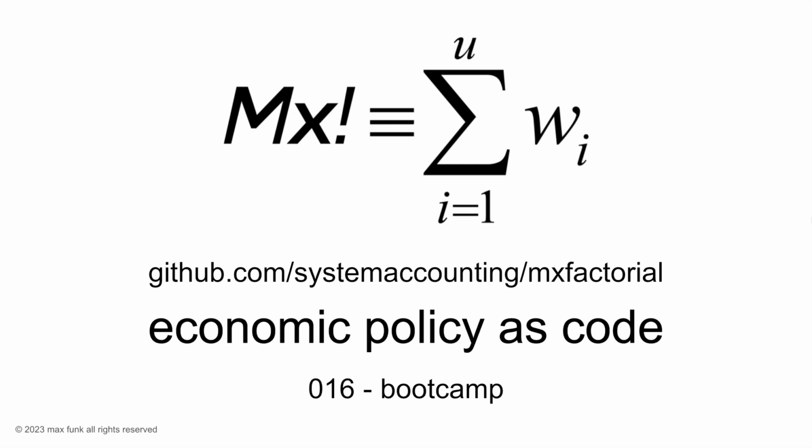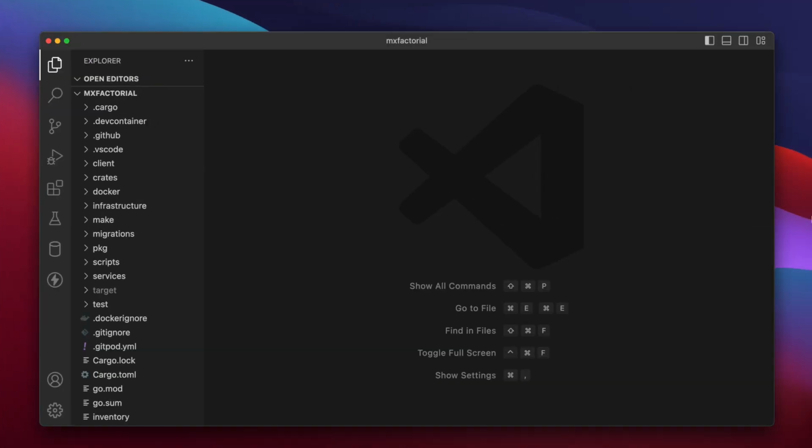This series of videos is demonstrating how to automate economic policy through code. A link to the GitHub repository is included in the video description. In the previous video, we learned where project configuration is declared. In this video, we're learning how to bootcamp ourselves into the project with a shell script.